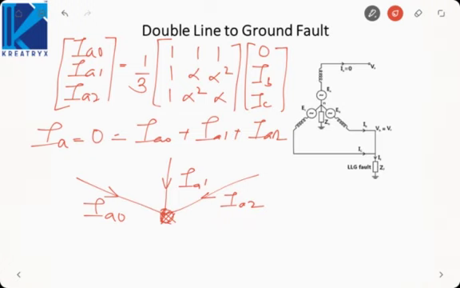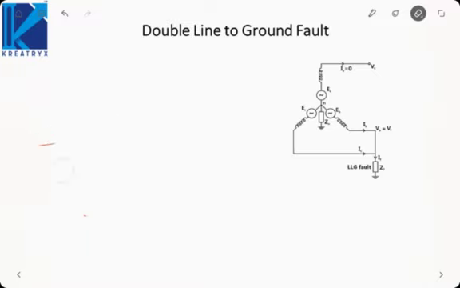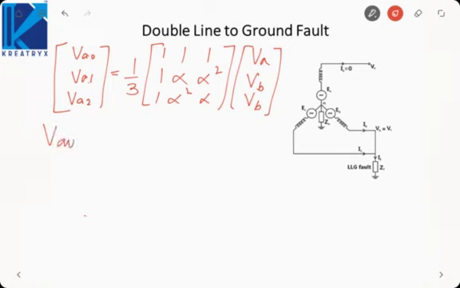To be more clear about the connection of the sequence networks, we will derive the sequence components of voltages. To derive them, we take VA0, VA1, VA2 equal to 1 by 3 times the matrix [1, 1, 1; 1, alpha, alpha square; 1, alpha square, alpha]. VA is unknown, it is VA. VB is equal to VB. VC is also equal to VB. So VA0 is 1 by 3 (VA plus 2 VB).